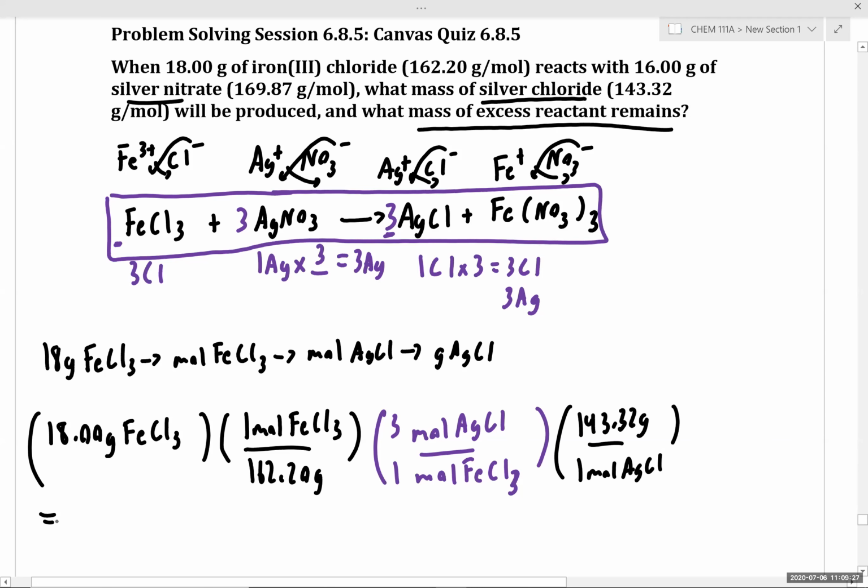So if we punch this into our calculator, we have 18 over 162.20 times 3 times 143.32. That gives us 47.71 grams of silver chloride. But we are not done.